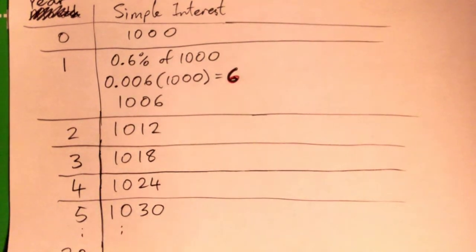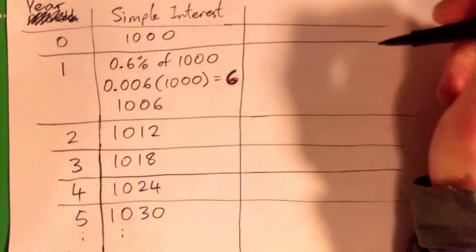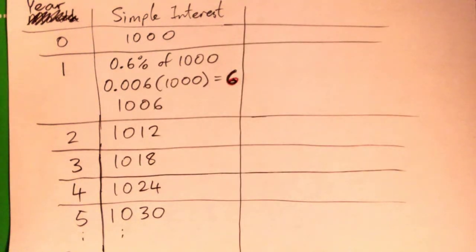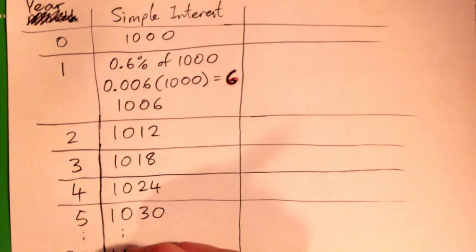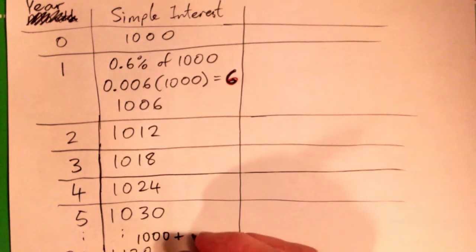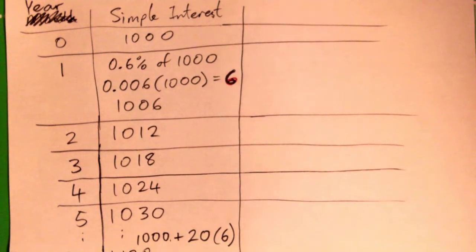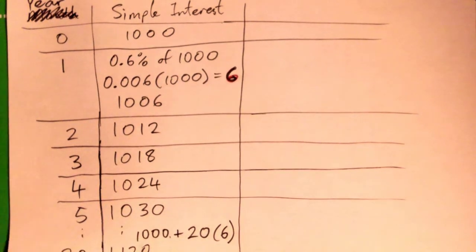Now, there is a formula for this and everything, but why not? Might as well just go through so we understand what's going on. So what do you have after 20 years? $1,120. Yeah, because you've got your $1,000 plus 20 years of getting $6 each year. 1,000 plus 20 times 6, right? So that's the initial amount, and then 20 years of just getting $6. So after 20 years, you have that, and that's on simple interest, right?